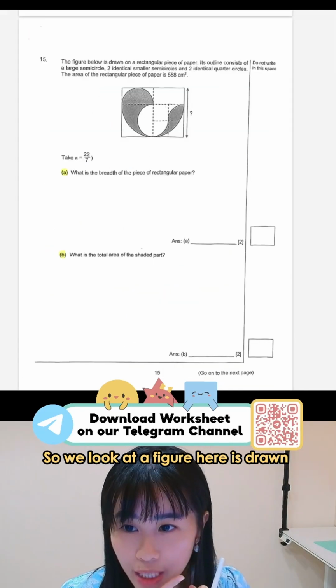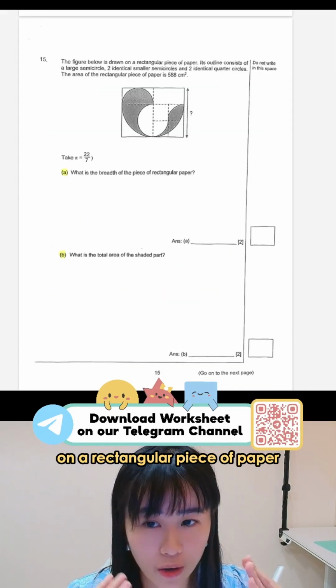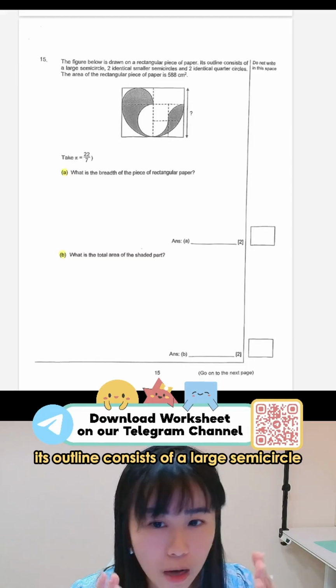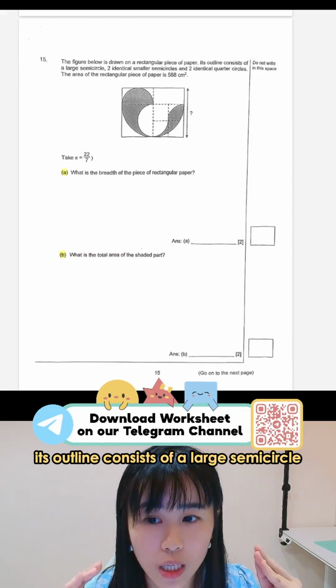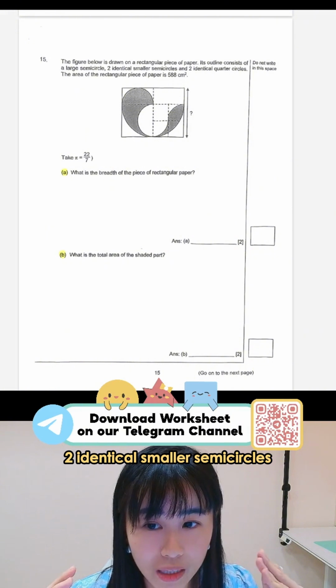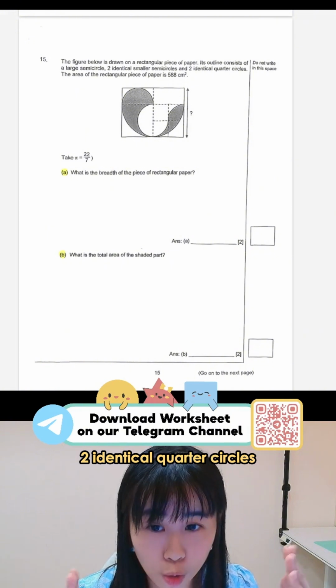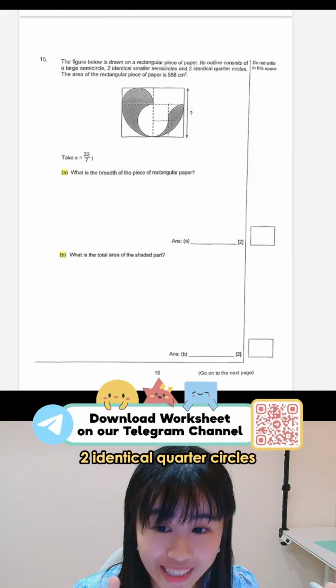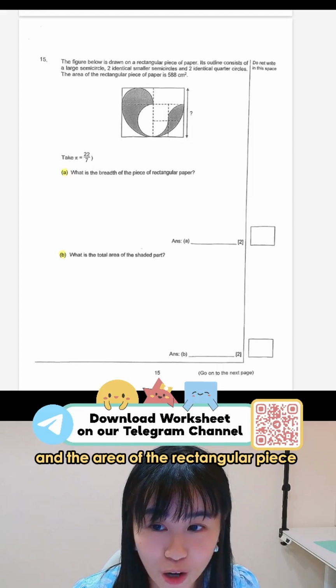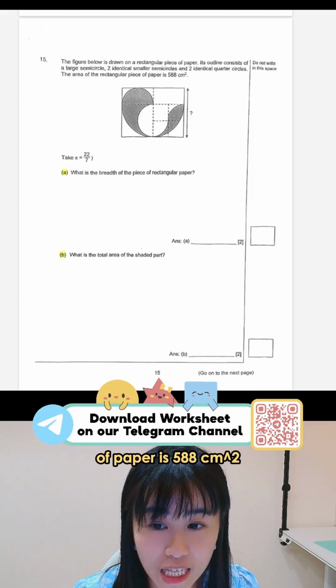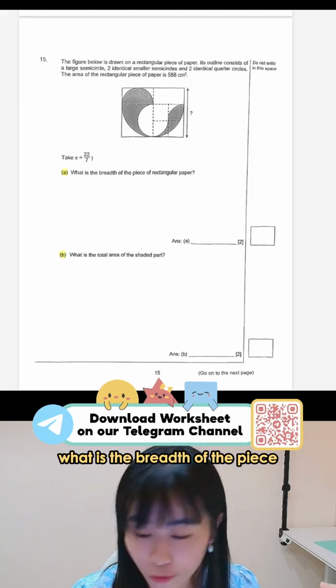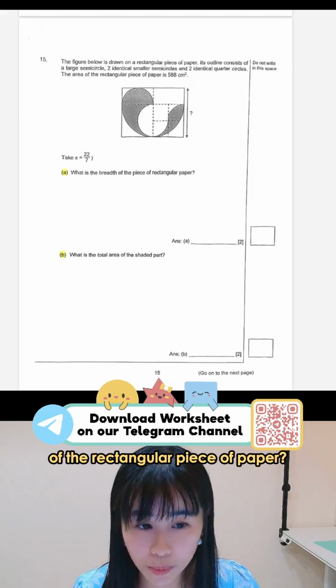So we look at a figure, okay, here is drawn on a rectangular piece of paper. Its outline consists of a large semicircle, 2 identical smaller semicircles, 2 identical quarter circles, and the area of the rectangular piece of paper is 588 cm square. What is the breadth of the rectangular piece of paper?